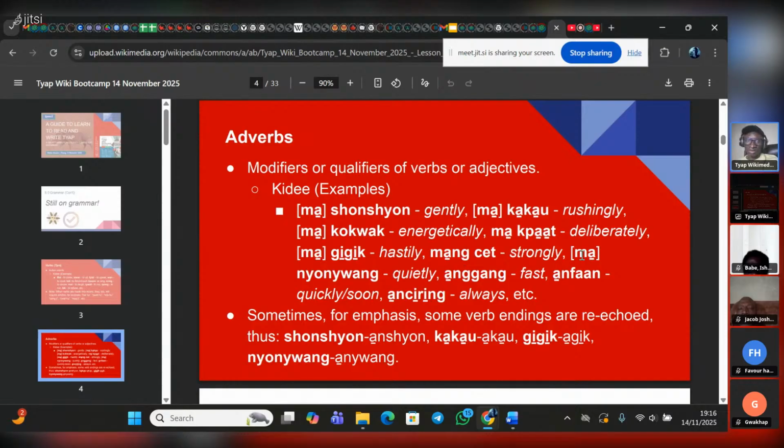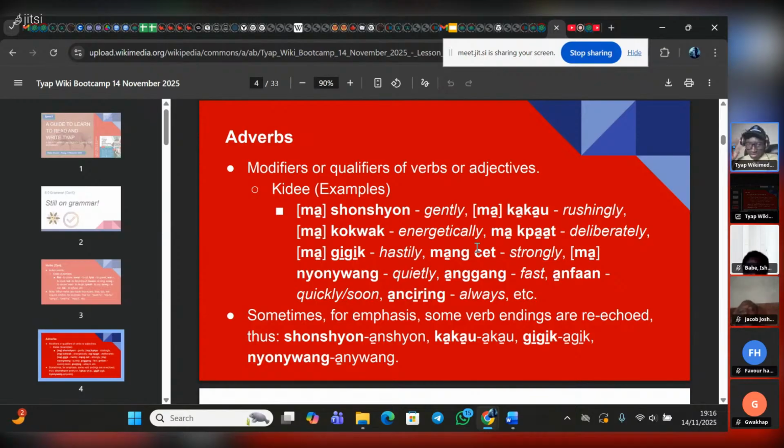And then we have monyonyuang. Monyonyuang is quietly, and then we have angang. Angang is fast, and then umfan. Umfan means quickly or soon. And then we have churang. Churang is always, something that is happening continuously.